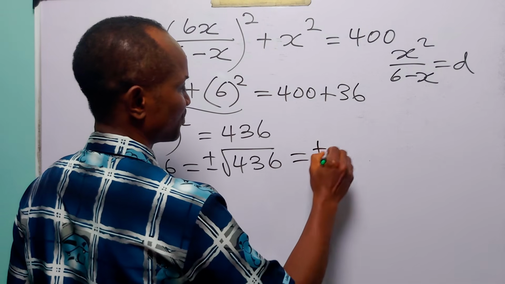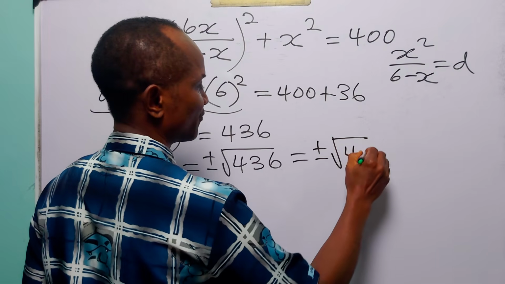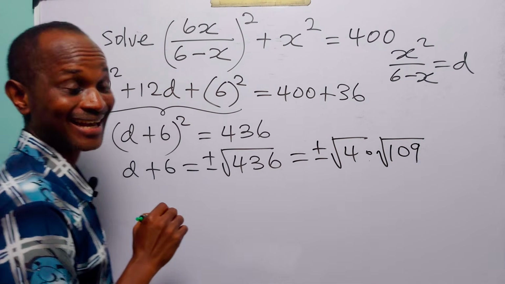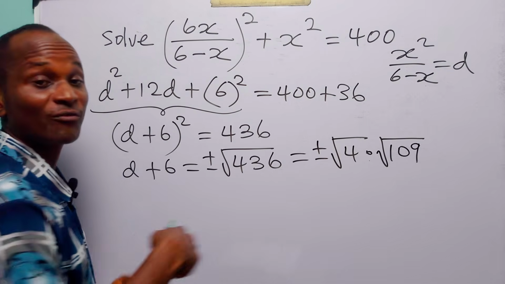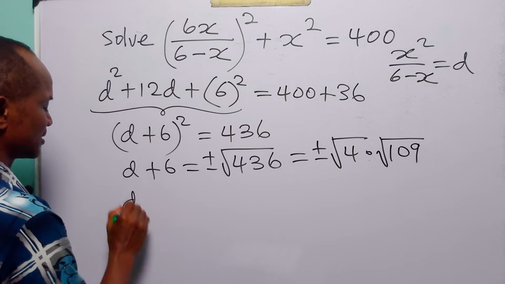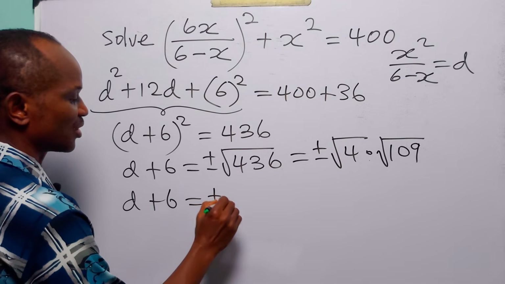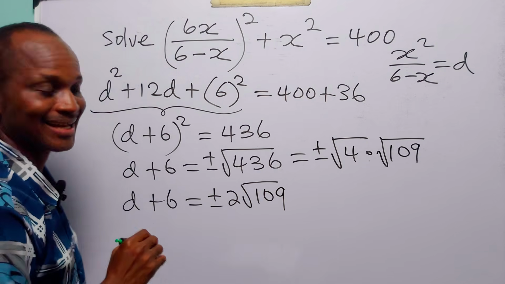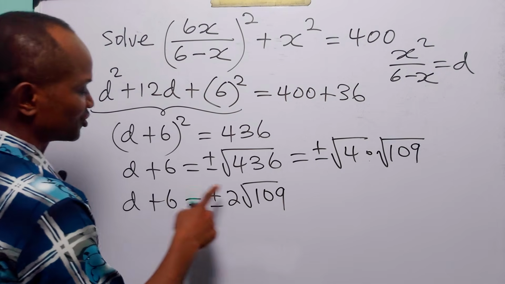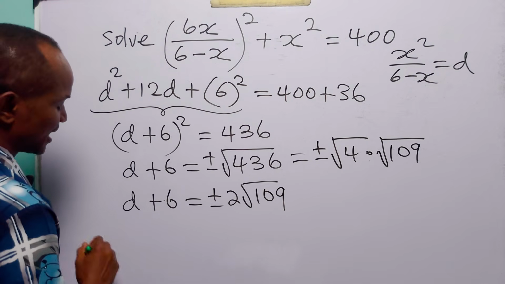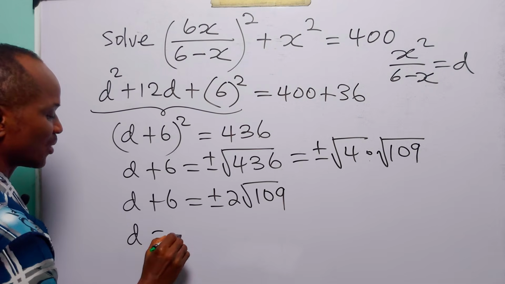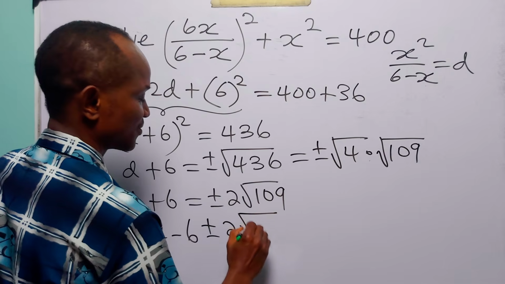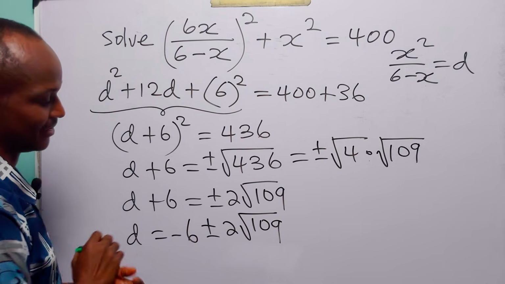Now there's a perfect square inside 436. So this is equal to plus or minus the square root of 4 times the square root of 109. Of course, the square root of 4 is 2. So we have that d plus 6 is equal to plus or minus 2 times the square root of 109. And of course, when we subtract 6 from both sides of this equation, then we have that d is equal to minus 6 plus or minus 2 times the square root of 109.